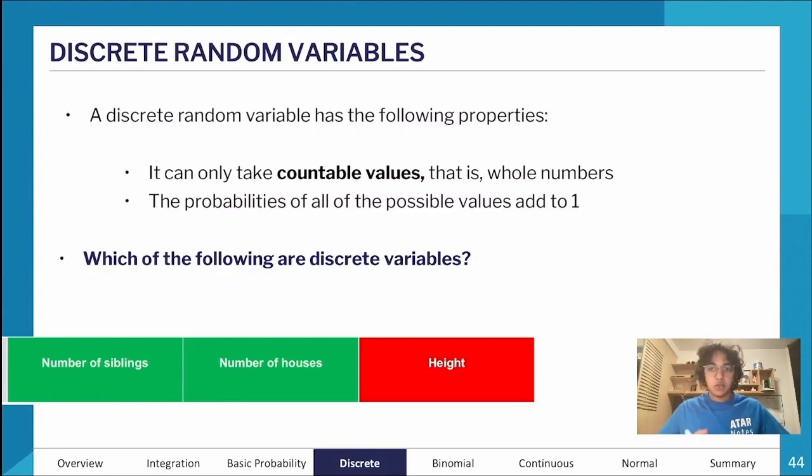So with height, you'll probably be defining it by greater than 180 centimeters or less than 180 centimeters. And that's where you can create groups, but you're not choosing an exact value, you're choosing a range. So hopefully that makes sense. With discrete random variables, we can choose exact values or groups.